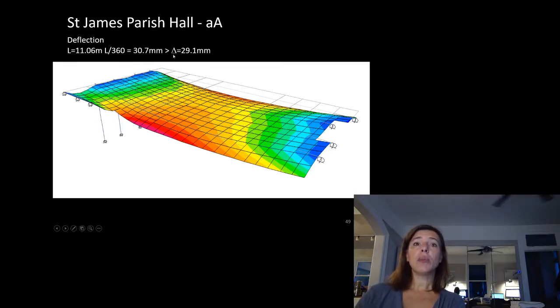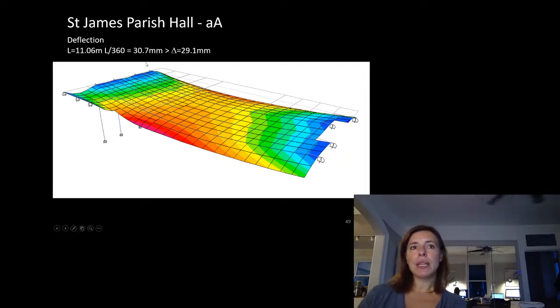Our actual deflection limit, we're 11 meters long. Our deflection limit was 31 millimeters, and our actual deflection was 29 millimeters. So you can see that this was designed to meet that L/360, for finishes that are susceptible to damage.